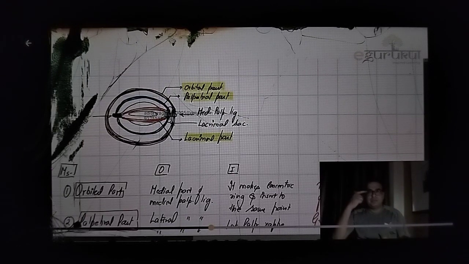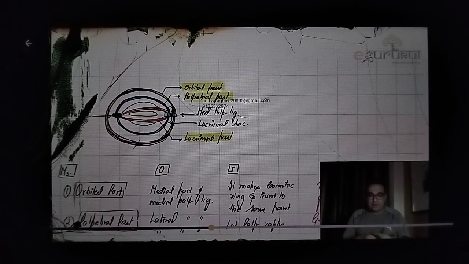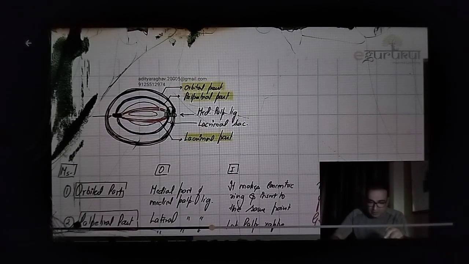The only thing is that the palpebral part is more behind and above the tarsal plate, and the one which is more in front of the tarsal plate is this lacrimal part. So what is the function here? When this muscle contracts, look at this red muscle. When this red muscle contracts, it will pull the lacrimal sac, and the lacrimal sac will dilate.